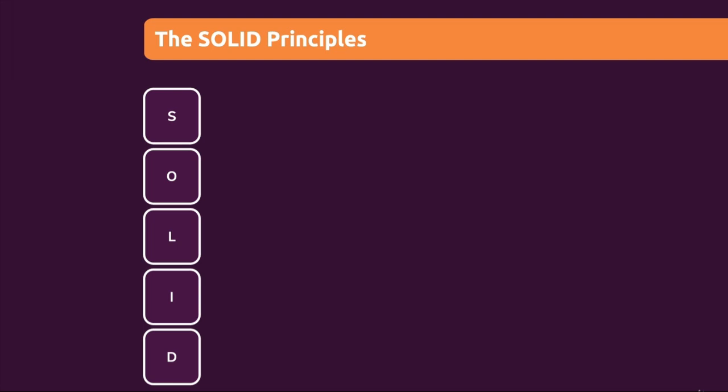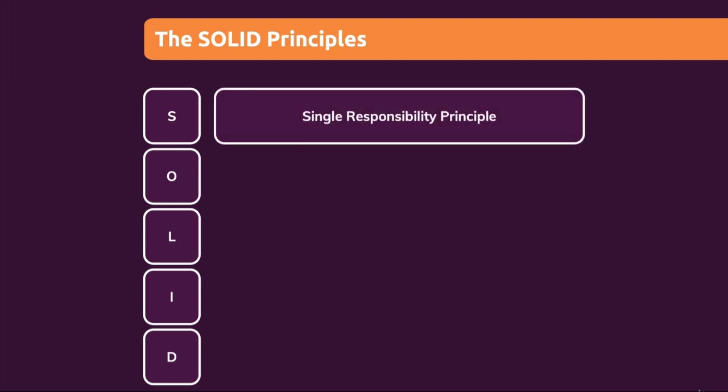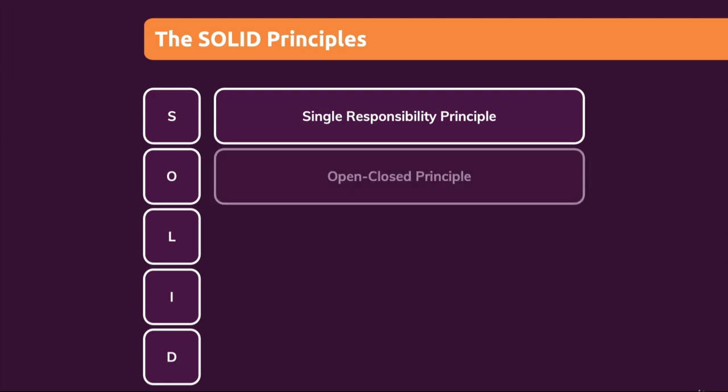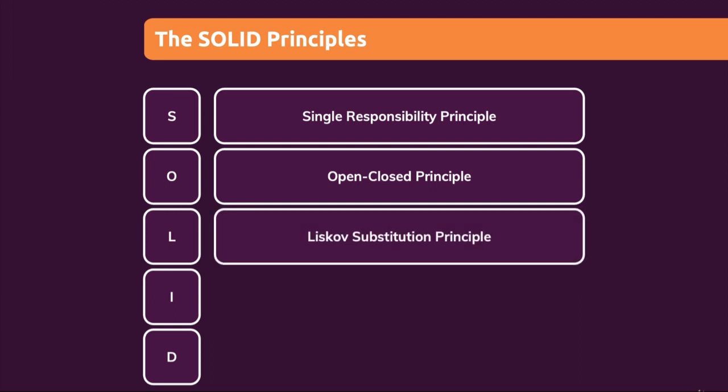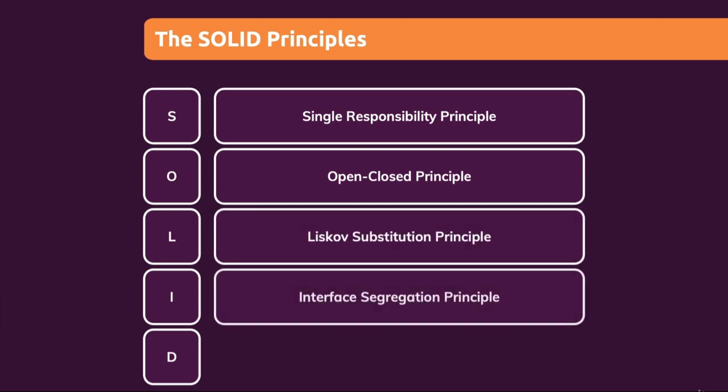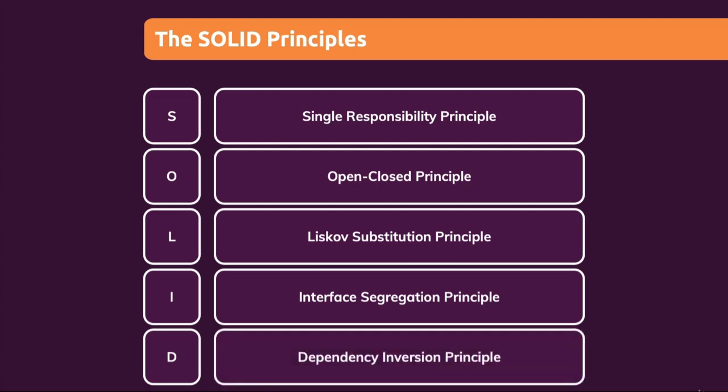Now here's what these different characters stand for. The S principle is the single responsibility principle. And we're going to have a closer look at these principles over the next minutes, of course. O stands for open-closed principle, L for Liskov substitution principle, I for interface segregation principle, and D for dependency inversion principle. These are the solid principles which you typically should follow when writing object-oriented code.